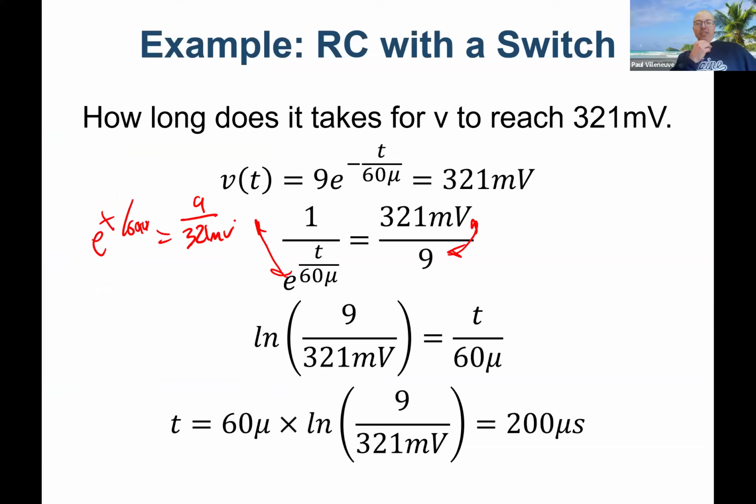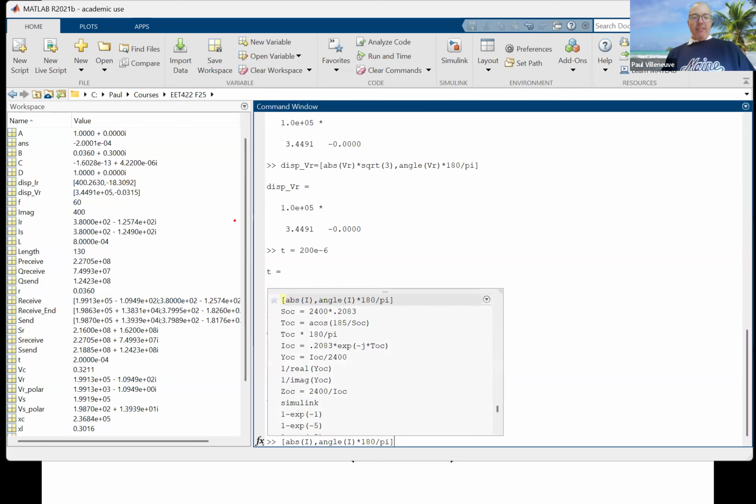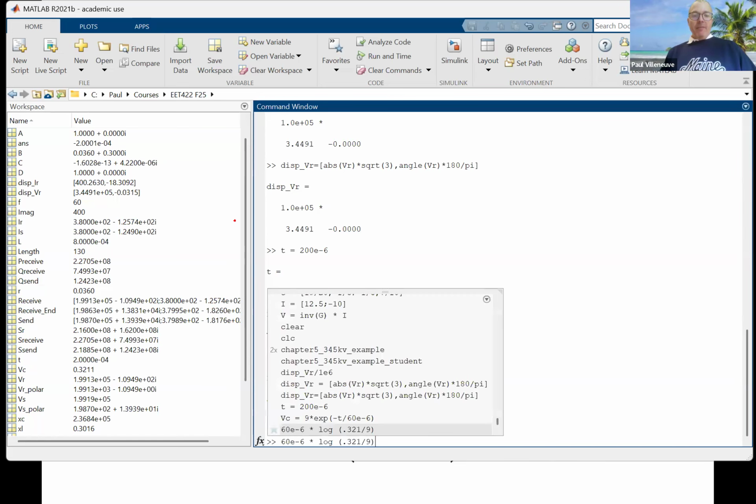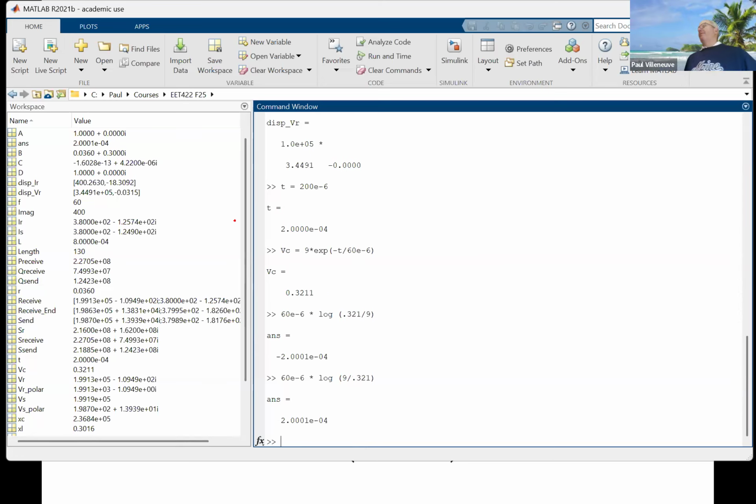No, that is the log, it's the same thing. In MATLAB, log is natural log. Oh, it's because of this. Whoops. It's 9 divided by 0.321. There we go. I had it backwards. Okay? Because you shouldn't end up with negative time, right? That doesn't make any sense. So that's how you solve these.